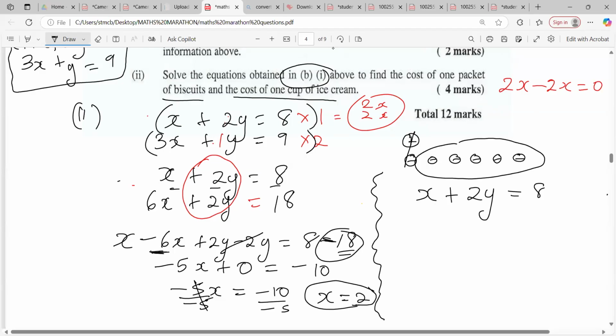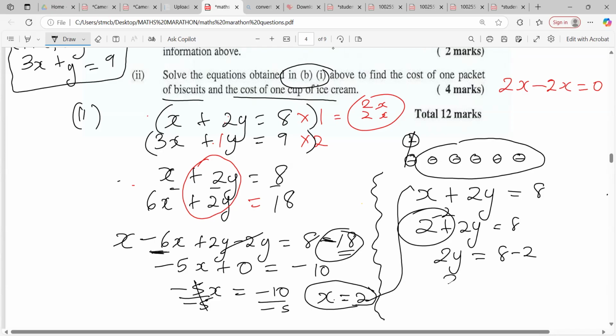So anywhere we see x, we're going to substitute the value as we know x is 2. All right, I will take the opposite, which is minus 2. So you minus 2 from both sides. So 2y is equal to 6. And then we divide both sides by 2, which is the opposite of multiplication. So y, which is the ice cream, is 3.